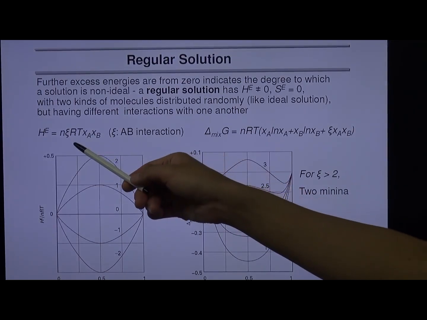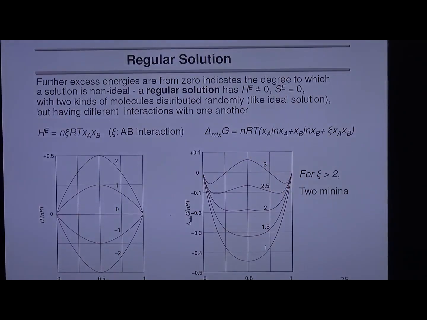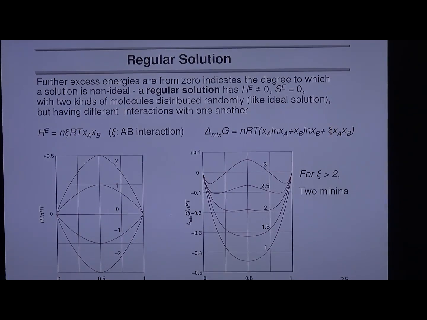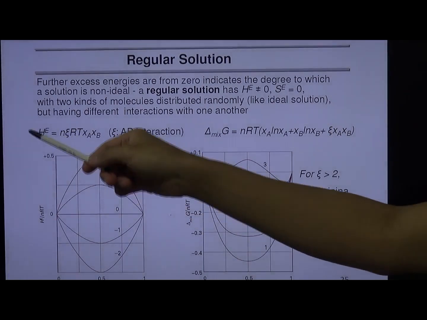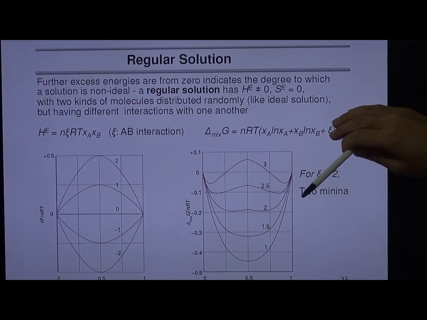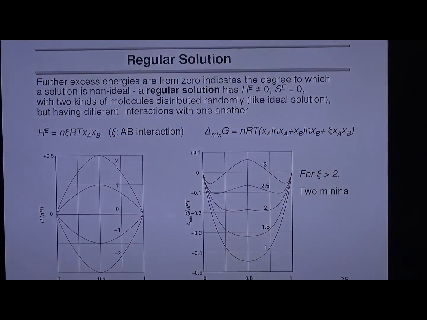So, based on the definition of excess enthalpy, you can simply get the expression for Gibbs energy of mixing, right? Up to here is the Gibbs energy of mixing for an ideal solution. Now, since there is an enthalpy term, for ideal solution there was no enthalpy of mixing, right? Since there is now an enthalpy term for regular solution, you need to add this term here, right? And Gibbs energy of mixing for regular solution looks like this. Okay?